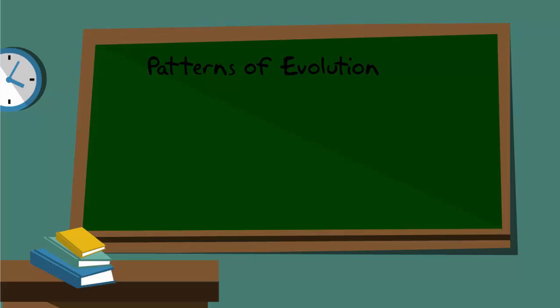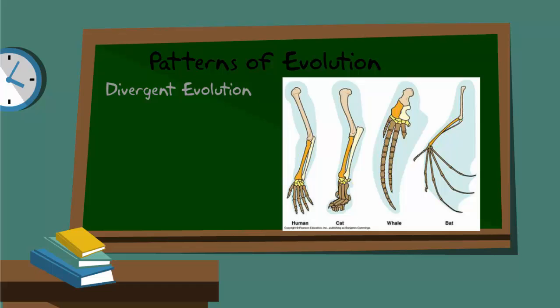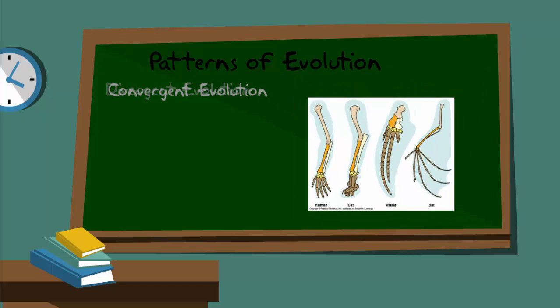Patterns of evolution. The evolution of different species is classified into 5 different patterns. First, divergent evolution occurs when a population becomes isolated, for any reason, from the rest of the species, and becomes exposed to new selective pressures and evolves into a new species.